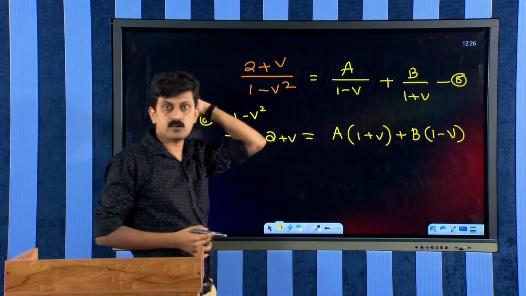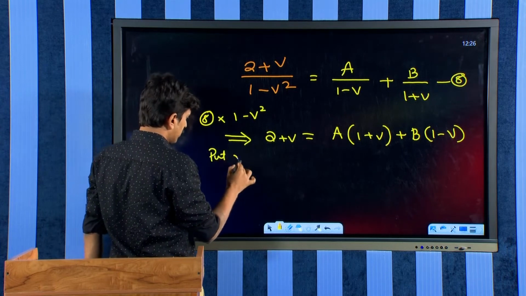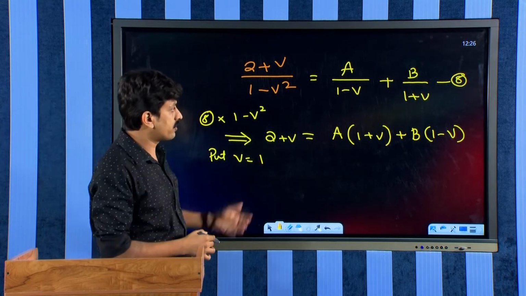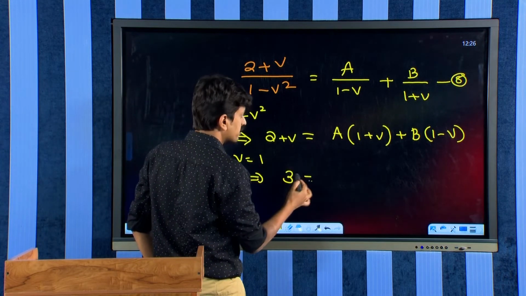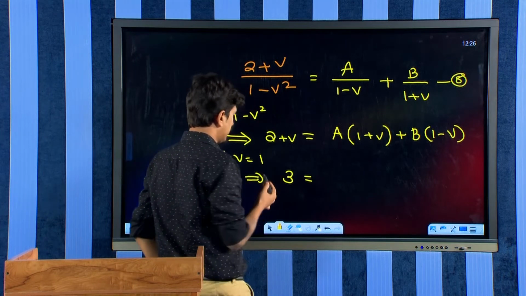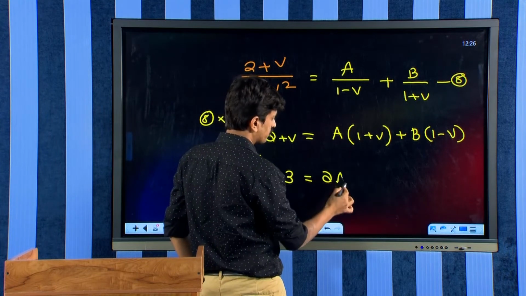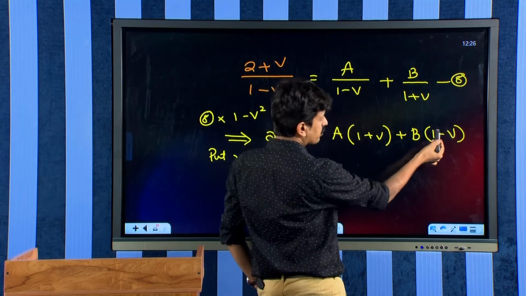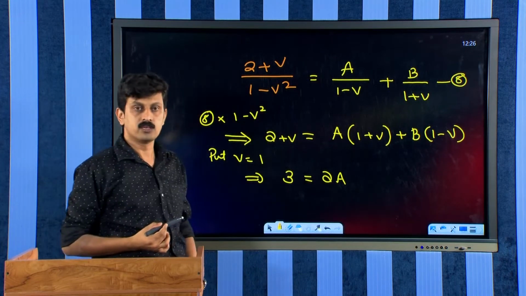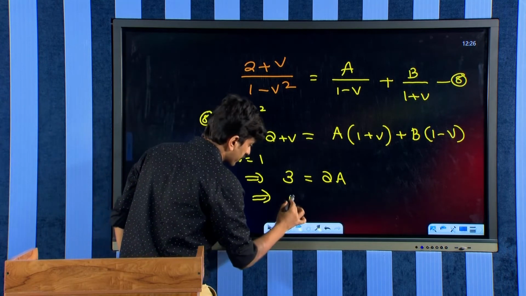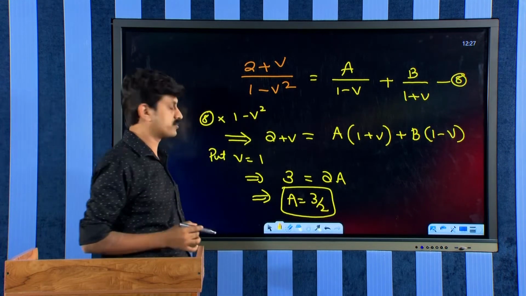Okay. Fine. Put v is equal to plus 1. See what will happen? 2 plus v is equal to 3. So, a into 1 plus 1, that is equal to 2a. While putting v is equal to 1, 1 minus 1 equal to 0, so the remaining part is equal to 0. So, from here we find a is equal to 3 by 2.